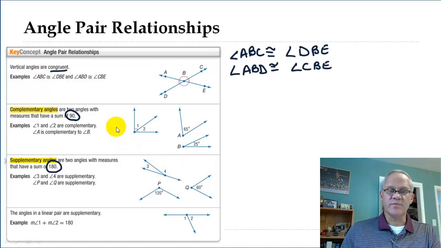But just like complementary, they do not have to be adjacent to each other to be supplementary. All they have to do is add to 180. So here, these two are not right together, but they add up to be 180, so they are also supplementary.